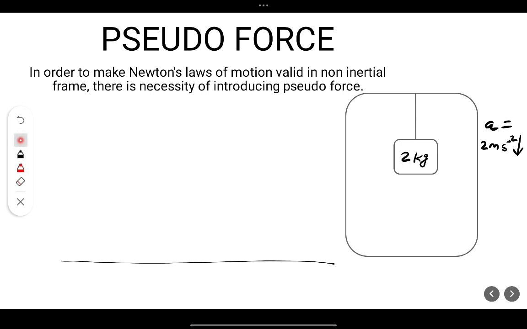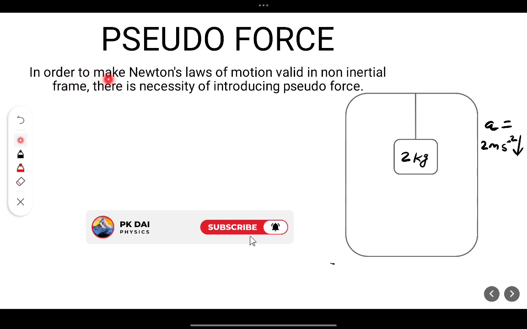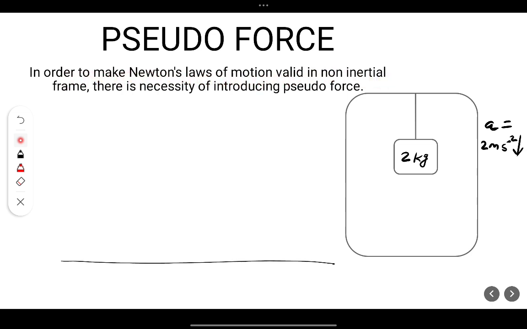So what is pseudo force? What is pseudo force and why is it necessary? See here, in order to make Newton's laws of motion valid in a non-inertial frame, there is a necessity of introducing pseudo force. Why is pseudo force necessary? Because Newton's law was initially found invalid for a non-inertial frame.